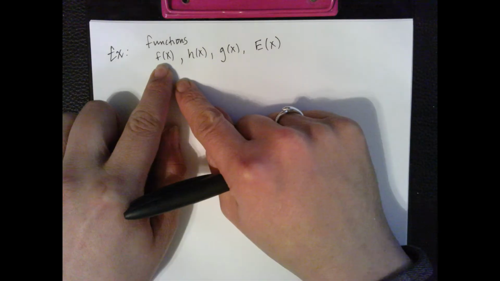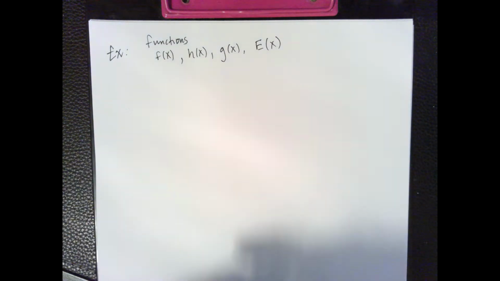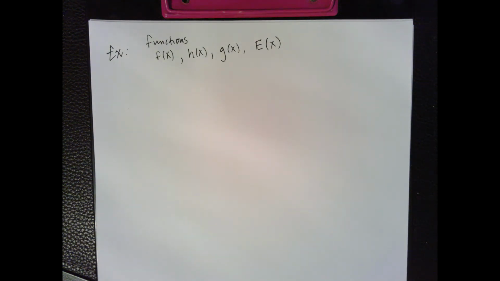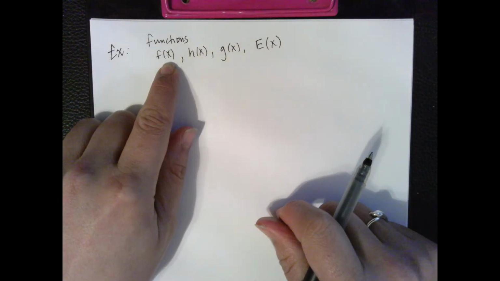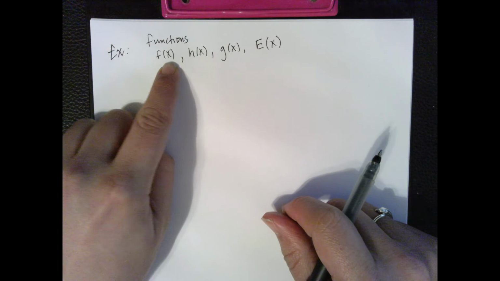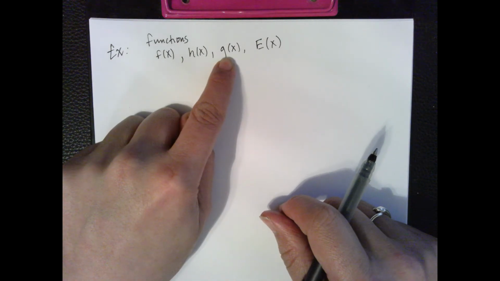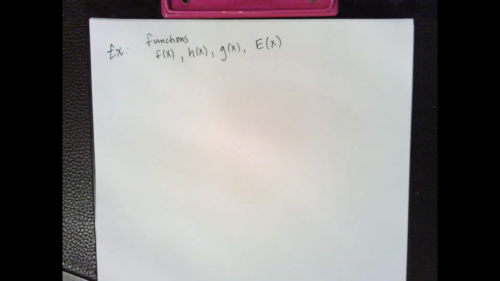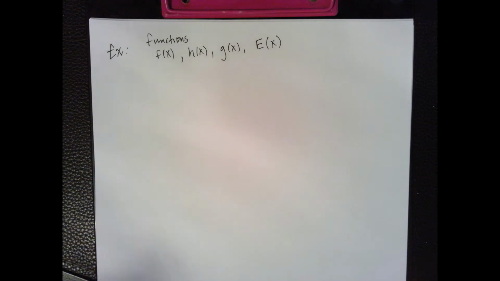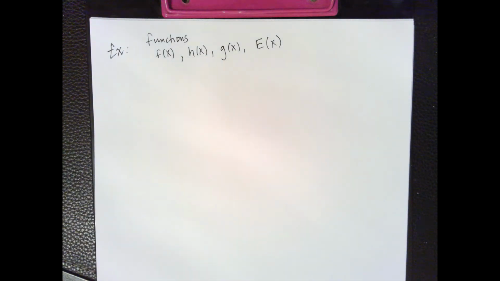We say f of x, h of x, g of x, e of x, but they don't actually have a different meaning. It's this letter with the variable of interest in parentheses. This is function notation. It's very helpful to be able to differentiate between our equations when we're looking at multiple equations. So that's really why we'll be using this a lot.